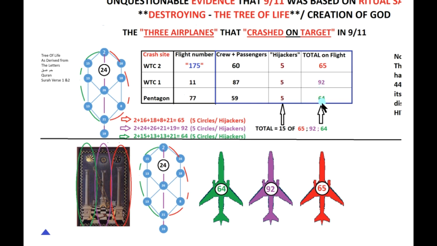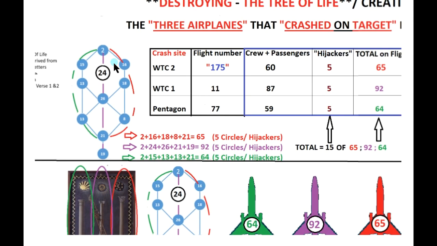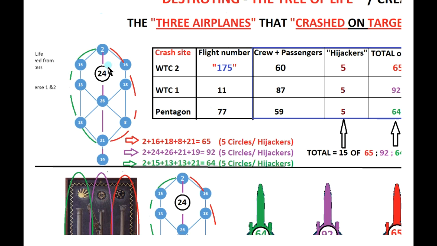On each airplane, you had a certain number of hijackers, crew and passengers, but in total you had 65, 92, and 64 passengers. What does this have to do with the Tree of Life? Before we explain what the Tree of Life is and where it came from, just stick with me a while until I give you the full explanation. You have 65 on flight number 175. If you look at the Tree of Life here, zoom in, you have 3 pillars. Each pillar consists of 5 circles, which we call sephirot.